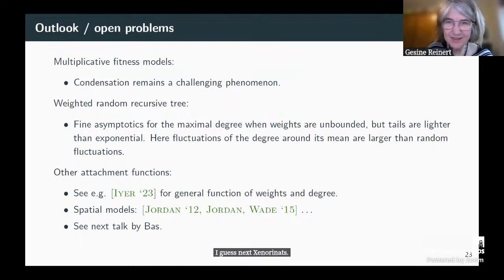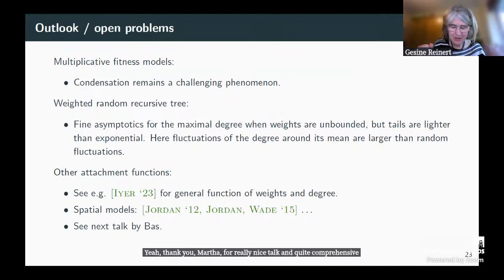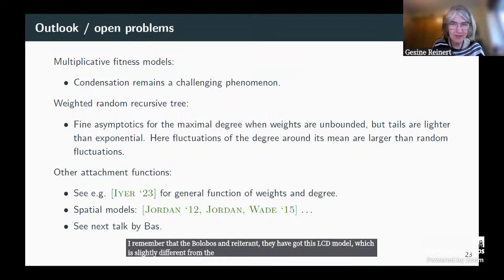Yeah, thank you, Marcel, for a really nice and quite comprehensive talk. I remember that Bollobás and Riordan have this LCD model, which is slightly different from the one which you described. Does it make a difference at all?